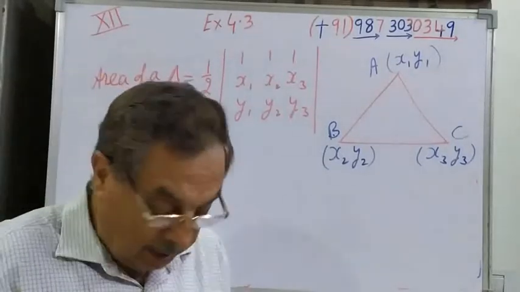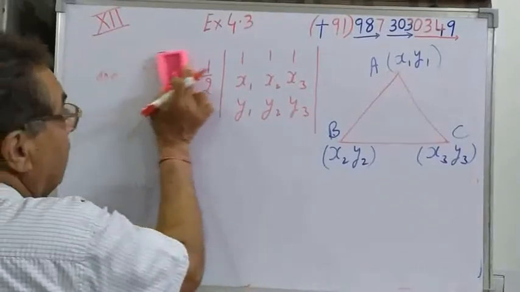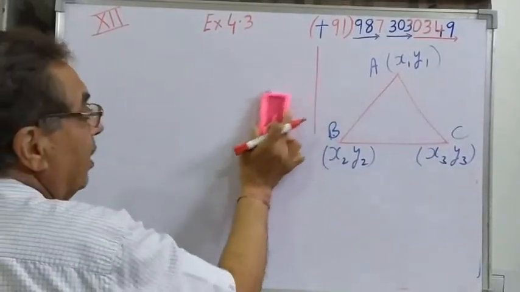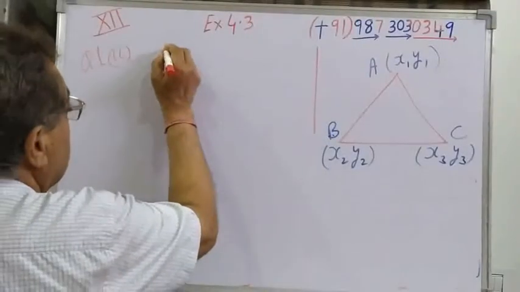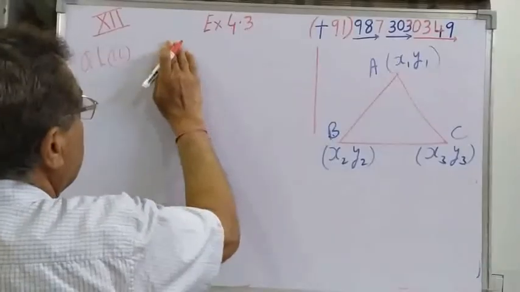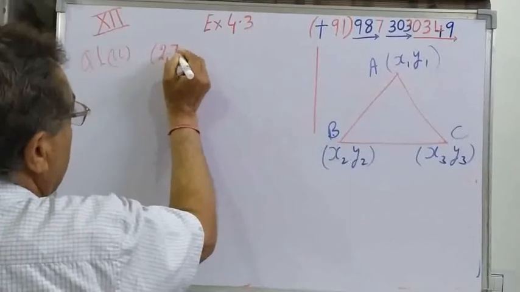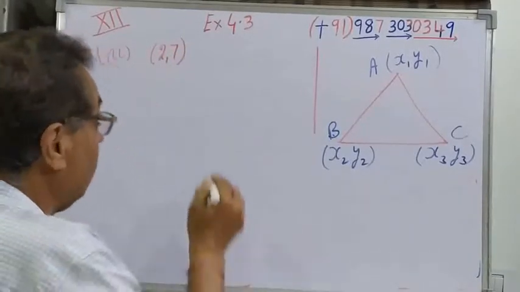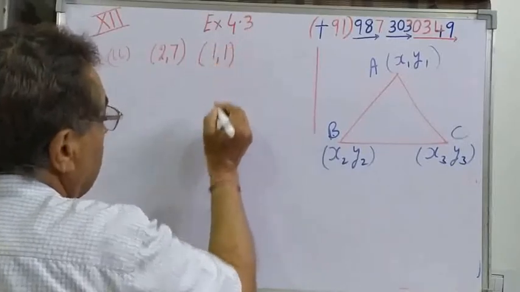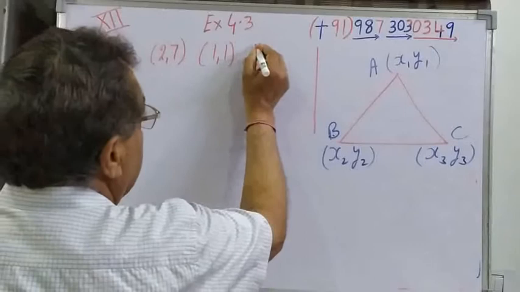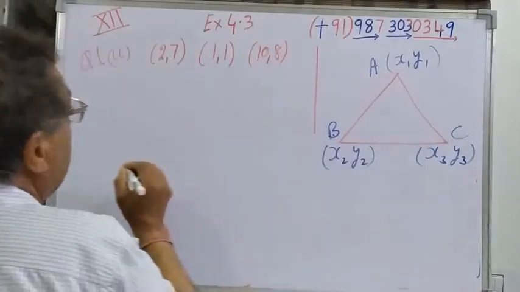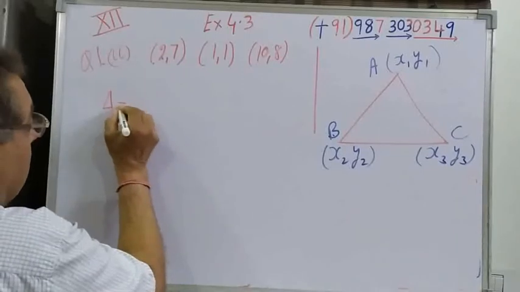Now we go for question number first of this exercise. Find the area of the triangle. Question first, part second. We have been given the vertices: 2, 7; second vertex 1, 1; and the third one is 10, 8. Sorry. Now, what is the area of the triangle?